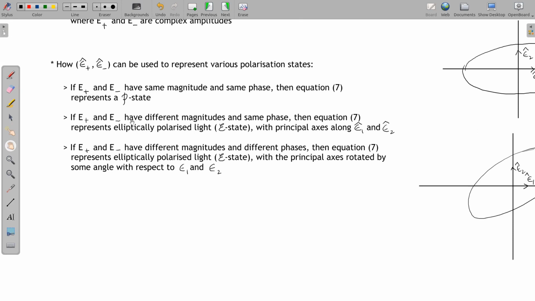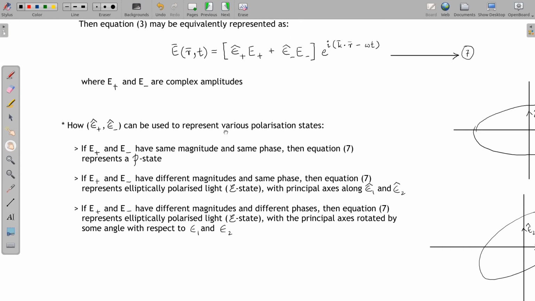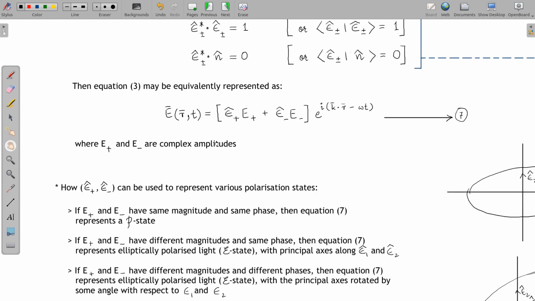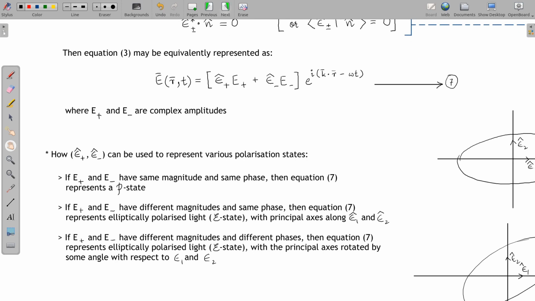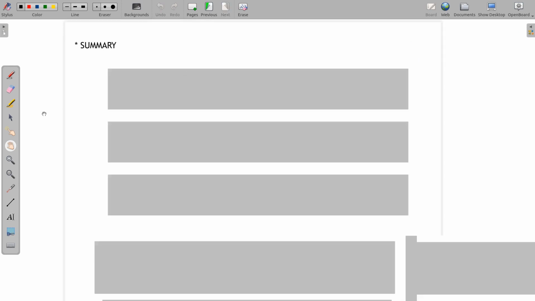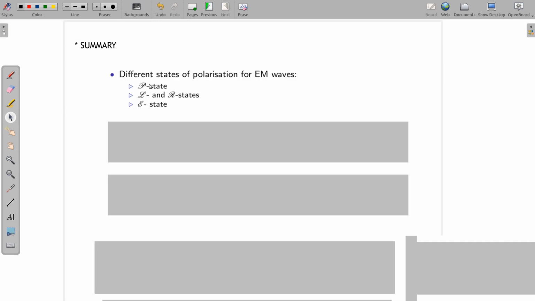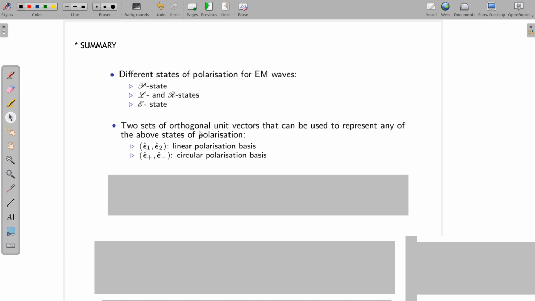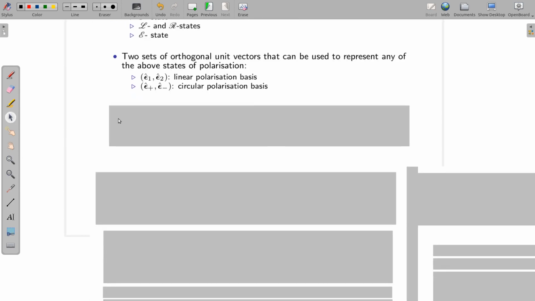So epsilon plus and minus is really helpful because it helps us describe all the different polarization states of a plane electromagnetic wave. So to summarize, we have different polarization states for electromagnetic waves. We have the P state, the L or R state, these are the circular states, and the E state, which is more general. So two sets of orthogonal unit vectors can be used to represent any of these states of polarization. So we could use a linear polarization basis, or we could use a circular polarization basis.